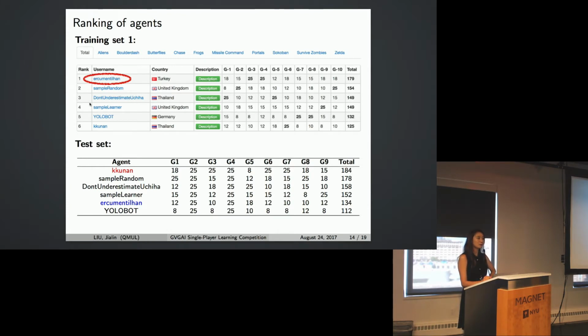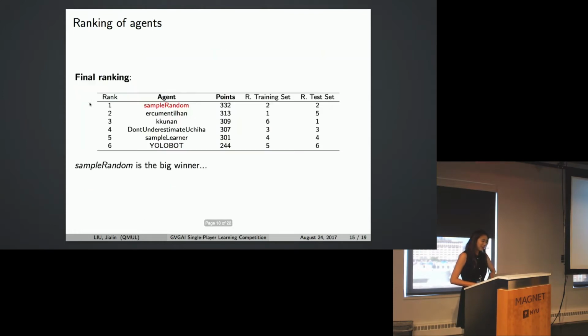So if you are good at calculating, you may have already figured out the final winner of this competition this year. It is the sample random agent. Well, so that's a winner. And I even think if I let my cat run on my keyboard, it may win against the sample random. I'm not sure. Why not give it a try?